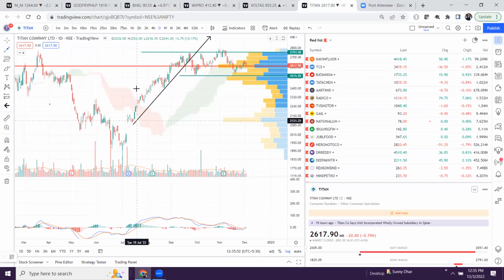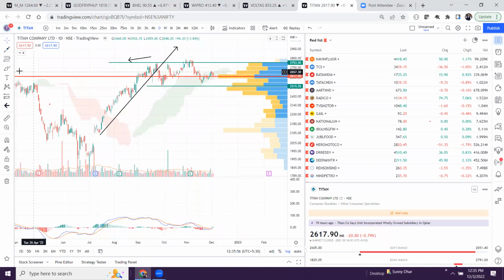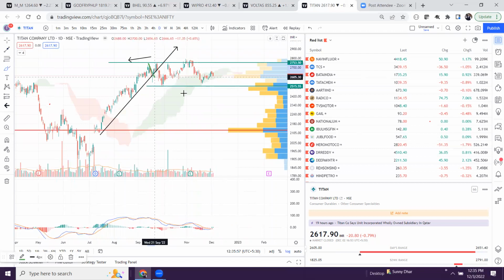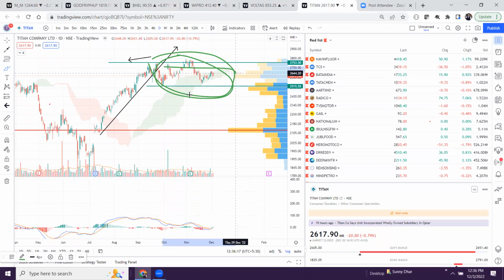After this 1, 2, 3, 4, 5 wave up move comes the time of correction, and this correction will be a long period. Now identify the correction that ended on September 22, and the current month is December. So for 3 months, October, November, December, you did not get a single rupee return in this. The reason is it's in a correction.